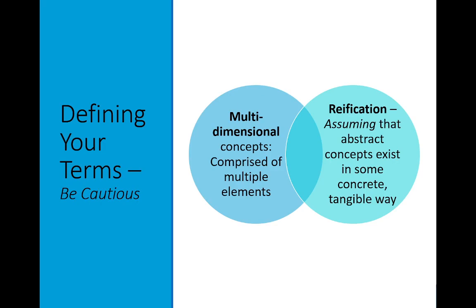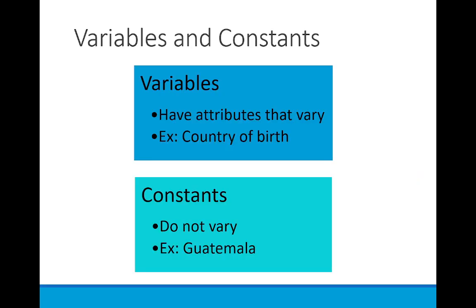Some things are multidimensional, something like loneliness or depression. There's different ways that we could focus our thought about what those mean. And this idea of reification, assuming that an abstract concept like loneliness and depression exists in some tangible, measurable way. And it may be different for everyone in some ways, but we need some standardized way to measure it in order to ensure that we're actually measuring the right concept.